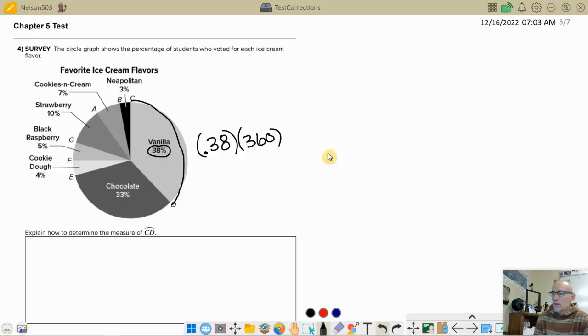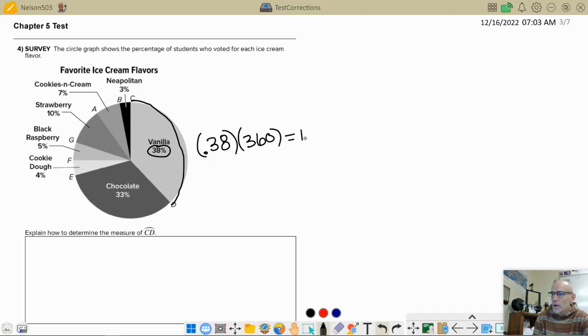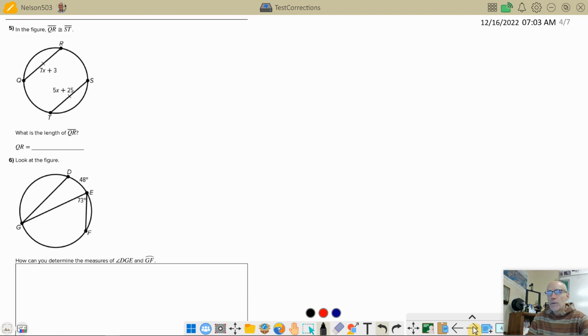I've seen a number of you guys doing that. I think that's pretty cool. I learned something new from you. I would not have thought to just type it into the Omnibar. So 136.8 degrees. Let's go to the next one, number 5.